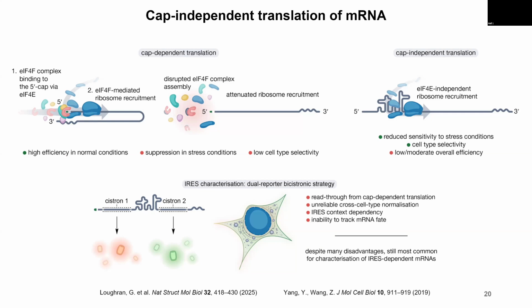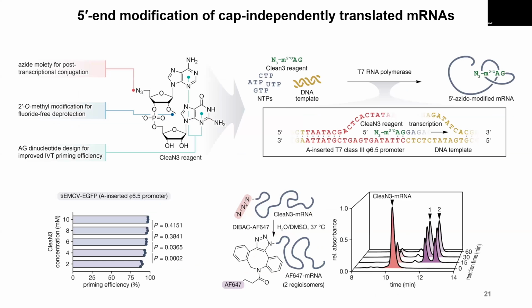To do so, we used this dinucleotide in vitro transcription primer that's modified with azide at the 5' end. You can use it by just adding it to a standard in vitro transcription reaction mixture, and by using T7 RNA polymerase, you can very easily incorporate it into the mRNA. Because of the dinucleotide design of this molecule, when we use at least 4 millimolar concentration of it, we can have more than 95% incorporation into the mRNA.